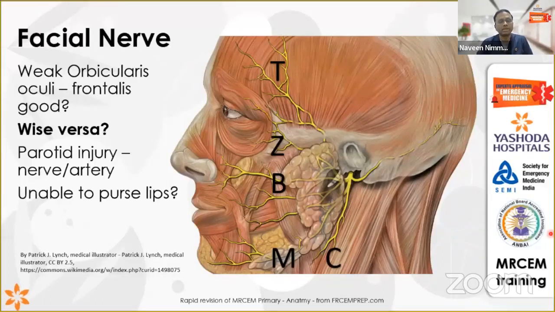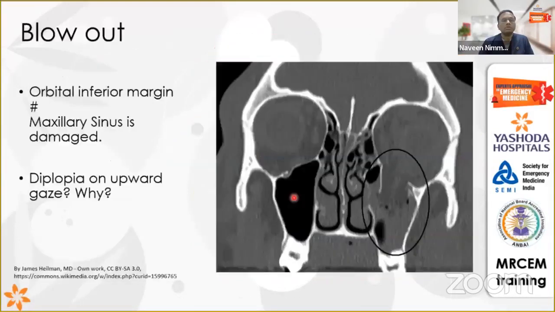Consider a blowout fracture because someone has been punched in the face or on the eyeball. Which sinus is damaged? It is the maxillary sinus that is damaged. Now sometimes the inferior rectus can get entrapped in the fracture, so the inferior rectus will not allow the eyeball to go up. Whenever upward gaze is attempted by the victim, they will not be able to move the eyeball up. So they will have diplopia on upward gaze because the inferior rectus is impinged.